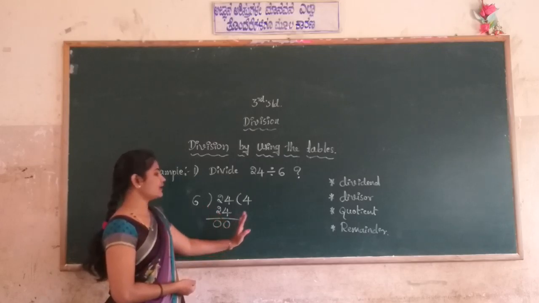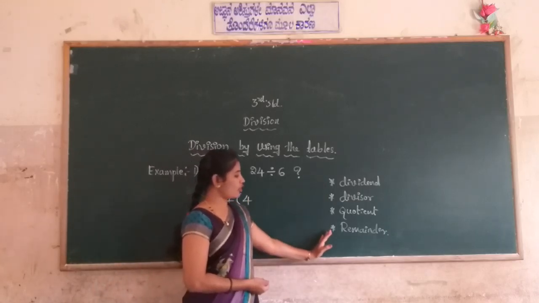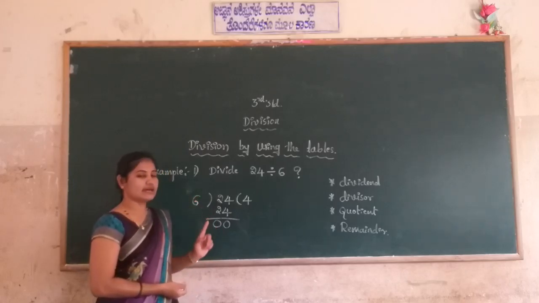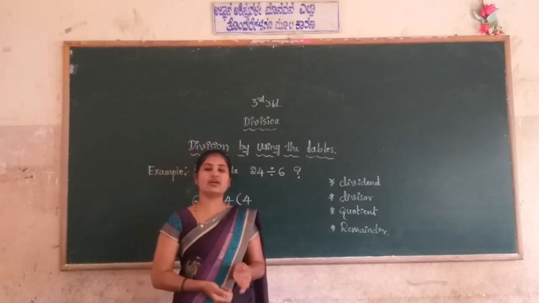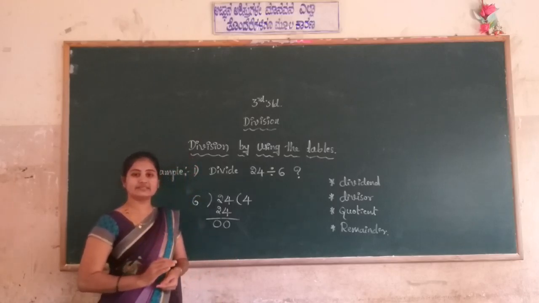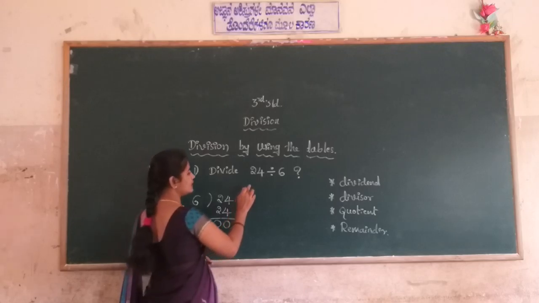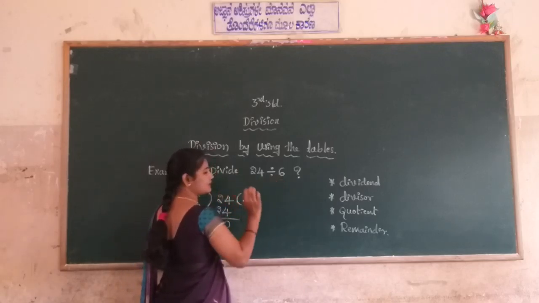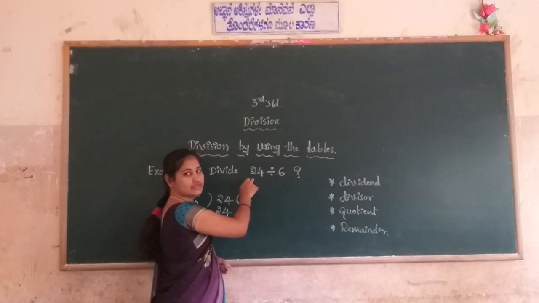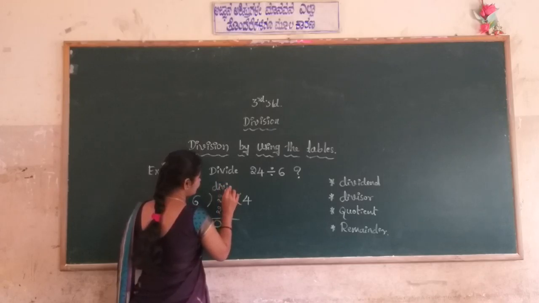How do we identify these components in the division form? All these four components are present in this calculation. Dear students, the number which is divided, that number we call the dividend. Dividend means the number which is divided. In the question, 24 divided by 6, which number are we dividing? We divide 24. Therefore, this is the dividend.